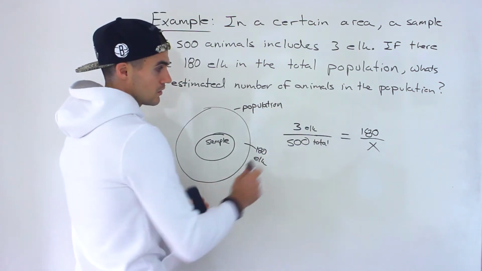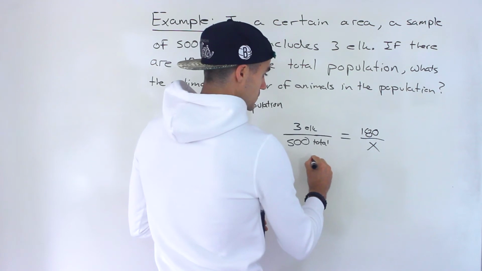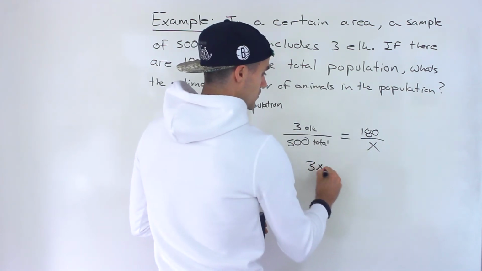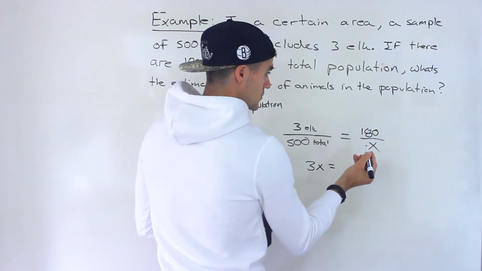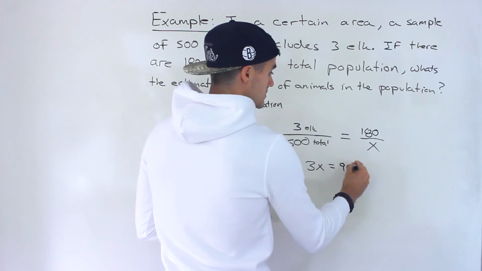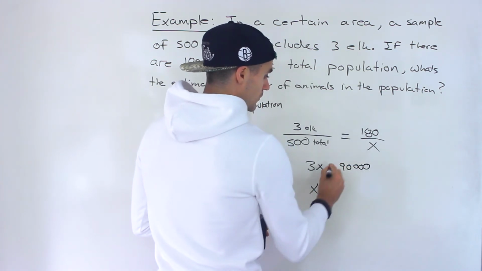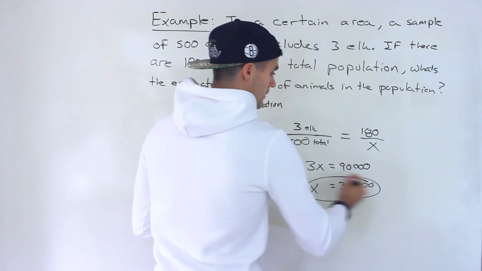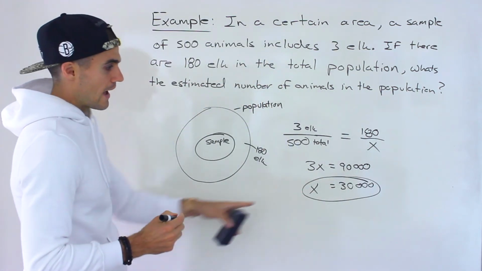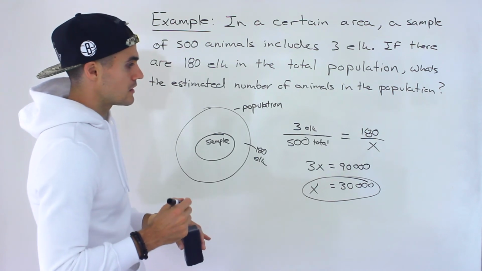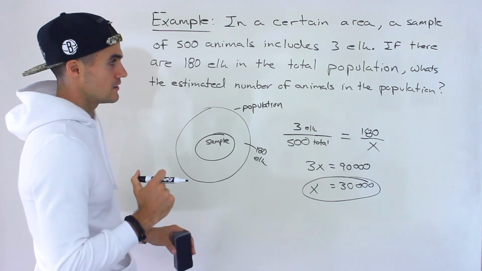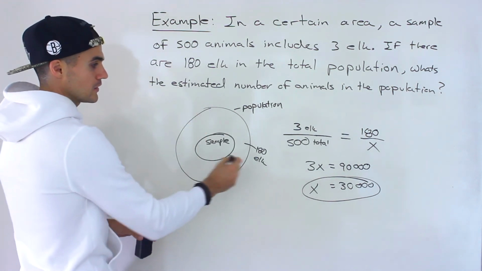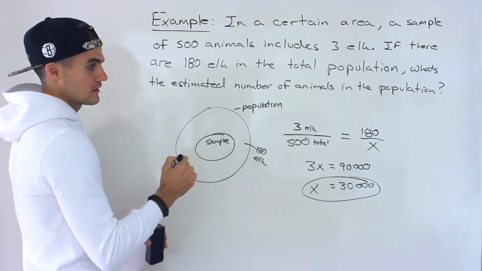And so from here, all you want to do is just cross multiply. So we'd end up with 3 times x, which would be 3x, and then 500 times 180, which would give us 90,000. And then divide both sides by 3, so x would be 30,000. Right, so that would be the final answer. That would be the estimated number of animals in the population if there's 180 elk.